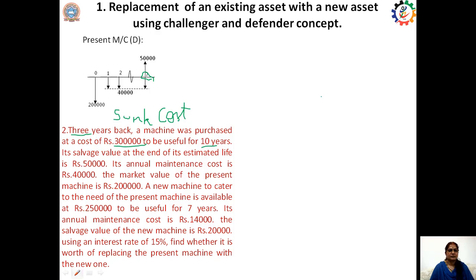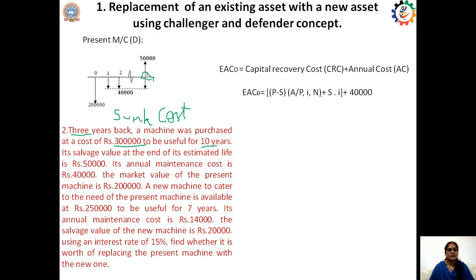Its value is 50,000. Its annual maintenance cost is 40,000, every year 40,000. The market value of the present machine is 2 lakh. In the sense, present means how many years over? 3 years over. Now if you try to sell it, 2 lakh you will be getting.